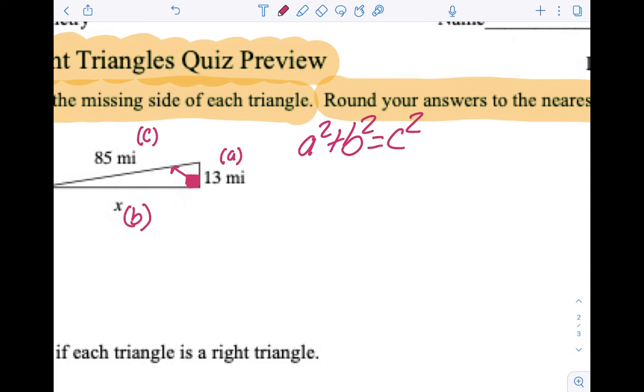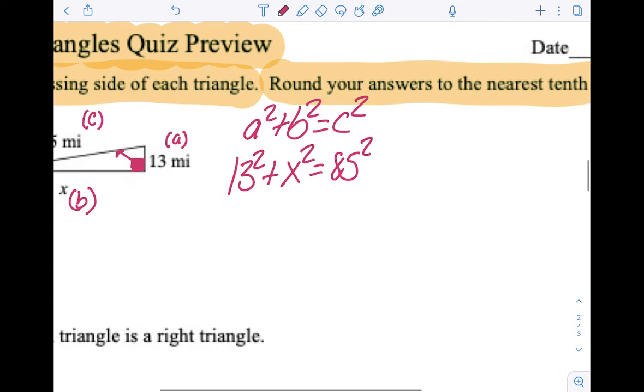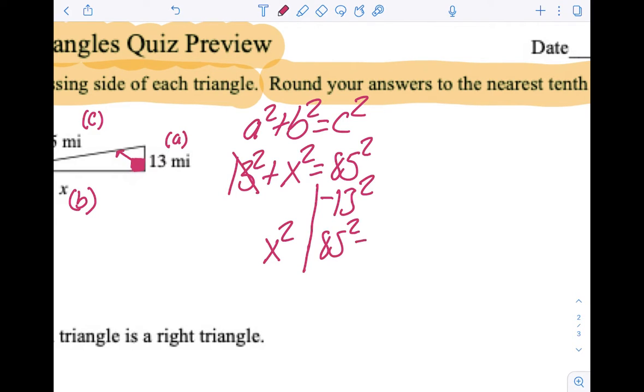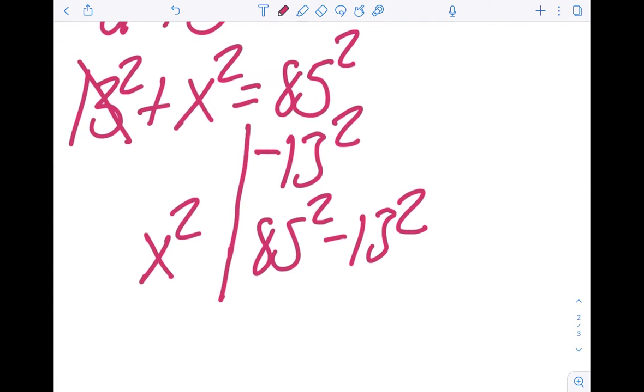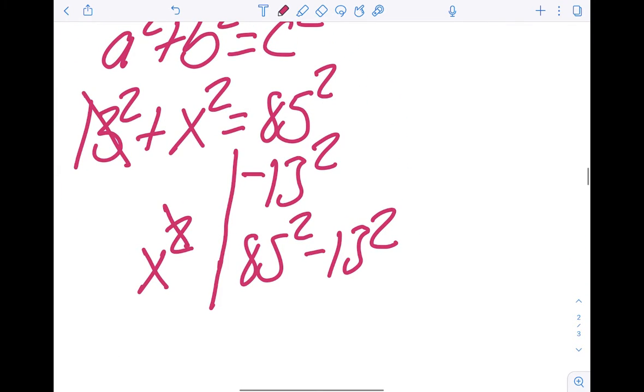Let us substitute. A is 13 squared, B is x squared, C is 85 squared. So I'm going to draw my line of separation. I'm going to move this 13 squared over as minus 13 squared. Right? So I'm left with x squared is equal to 85 squared minus 13 squared. Well, the opposite of squaring something is square rooting it on the other side. So square root of 85 squared minus 13 squared.